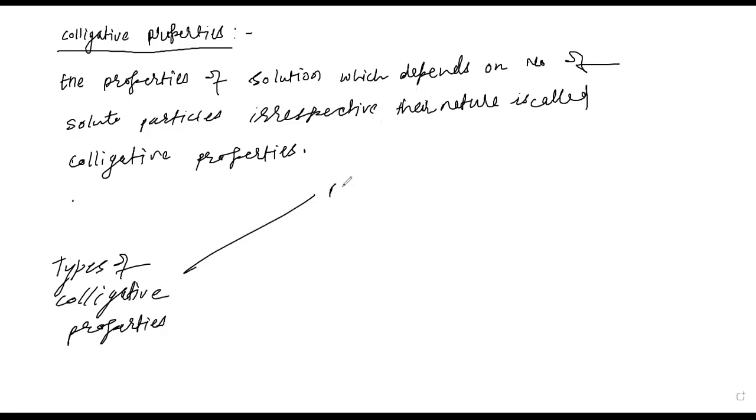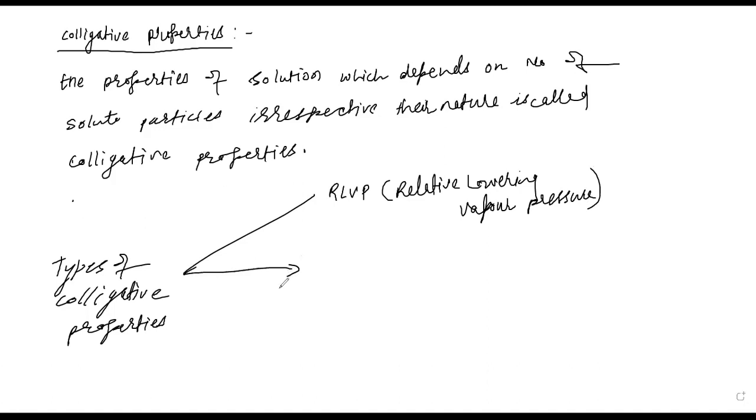The first one is called RLVP, relative lowering of vapor pressure. What do you mean by relative lowering of vapor pressure? If you add a non-volatile solute, the vapor pressure decreases relative to the vapor pressure of the solvent. So this is called relative lowering of vapor pressure, which we will study later.